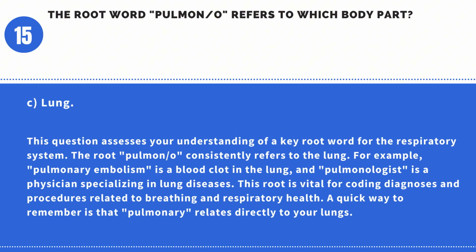Answer, C. Lung. This question assesses your understanding of a key root word for the respiratory system. The root pulmon/o consistently refers to the lung. For example, pulmonary embolism is a blood clot in the lung, and pulmonologist is a physician specializing in lung diseases. This root is vital for coding diagnoses and procedures related to breathing and respiratory health. A quick way to remember is that pulmonary relates directly to your lungs.